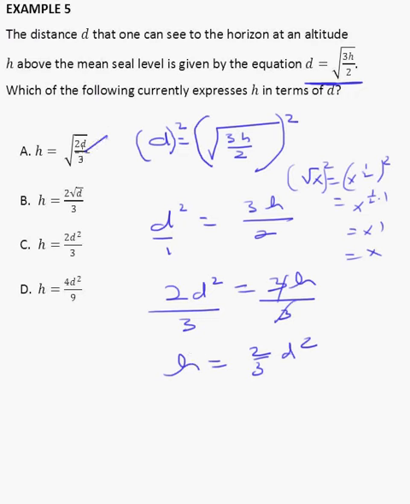So let's go. But obviously, this cannot be correct. 2 over 3d squared. So this is possibly the only option that satisfies this requirement. So your answer is C.